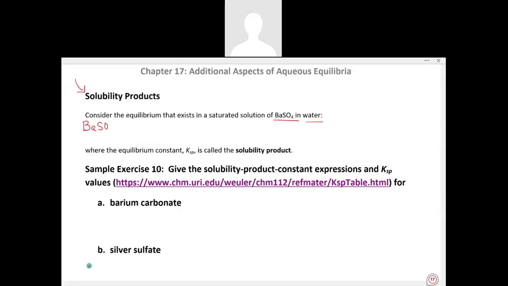So we have our barium sulfate solid. We're going to add that to water, and then we should expect our salt to ionize, and we'll get some barium ions, so Ba2+, aqueous, and then some sulfate ions as well, also in aqueous phase, we know, because we dissolved in water.